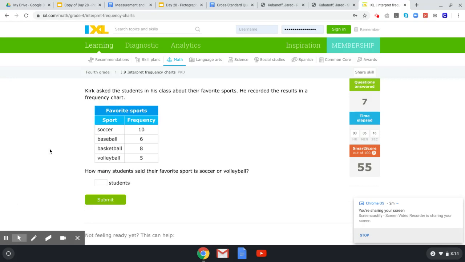Okay, let's look at another problem. Kurt asked the students in his class about their favorite sports. He recorded the results in a frequency chart. We see favorite sports across the top, and we're asked how many students said their favorite sport is soccer or volleyball. Again, what is the question asking me? Really, that word or is a little bit tricky. Soccer or volleyball. So really, they're asking for both.